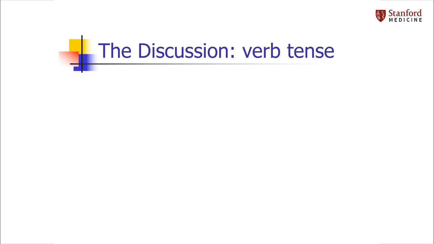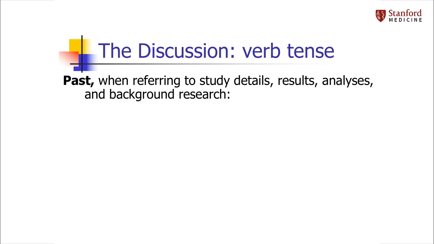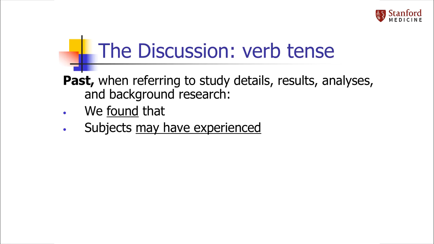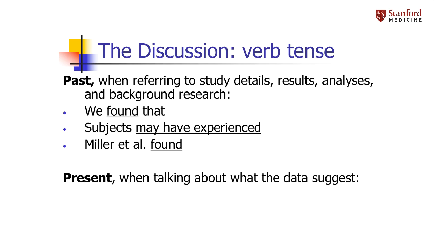Finally, similar to methods and results and introduction, you're going to use the rule for verb tenses. You're going to use the past tense when referring to things that are already completed: study details, results, analyses, and background research. So we found that, subjects may have experienced, Miller et al. found. But you're going to use the present tense when talking about what the data suggest, because the data are still suggesting that. So the greater weight loss suggests.